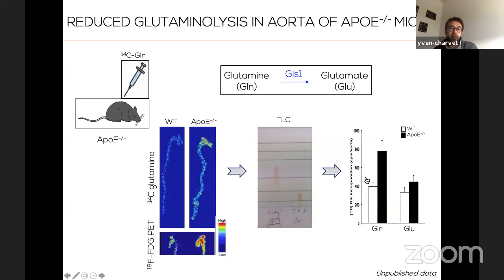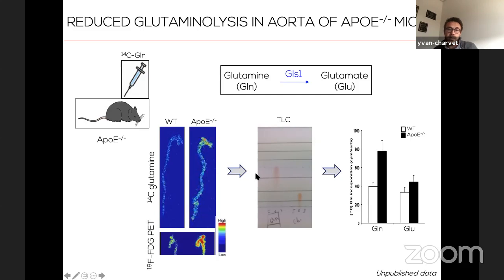What we did is use a similar approach to the 18F-FDG PET scan imaging, except that we used 14C glutamine and injected that into the ApoE mice, an atherosclerotic mouse model. What you can see here is that clearly you have more glutamine uptake in the aorta of the ApoE knockout mice compared to a healthy control.